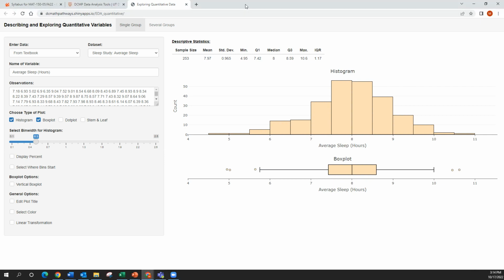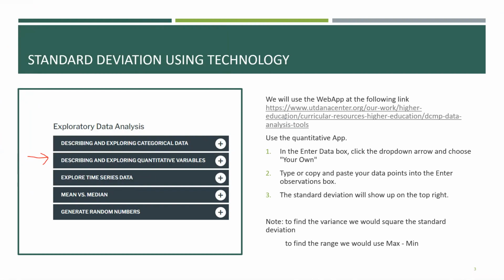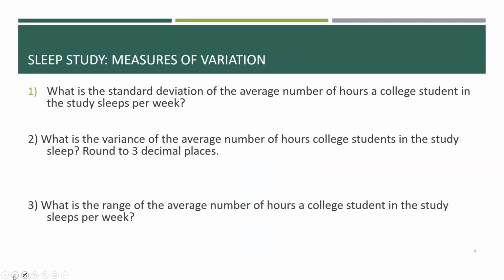Now give me a moment to go back and look at what questions we're going to try to answer. Here are directions for entering your own data. I'm going to take you through that in a moment. And note here that to get the variance, you have to square the standard deviation. To get the range, you have to do the subtraction. So here we go. Our first question is, what is the standard deviation for the sleep study? What is the variance for the sleep study? And then what is the range for the sleep study?